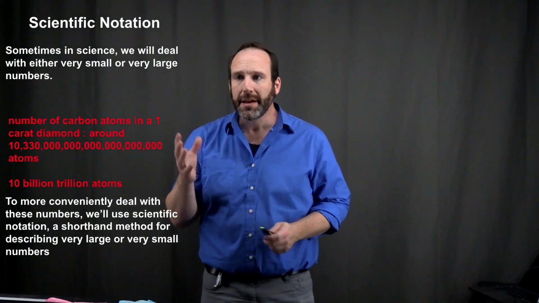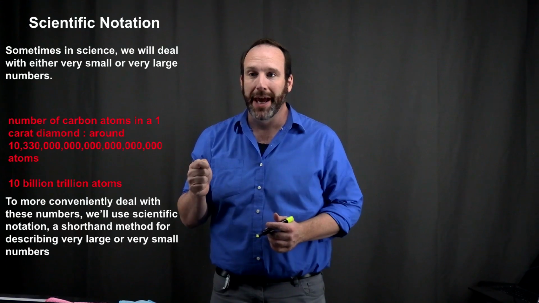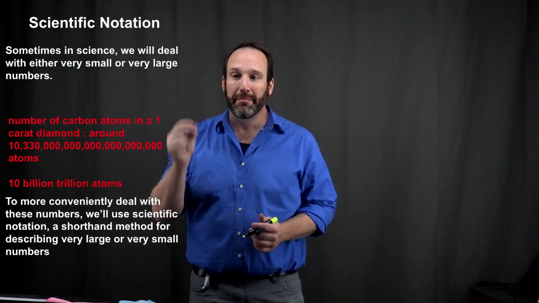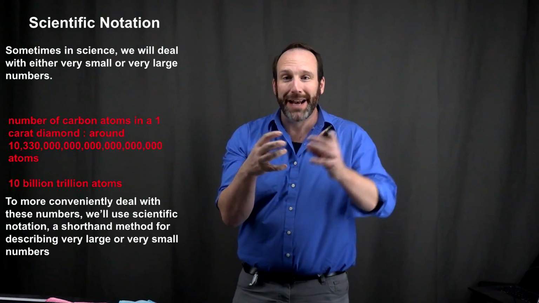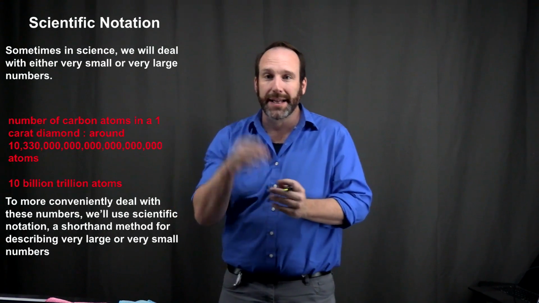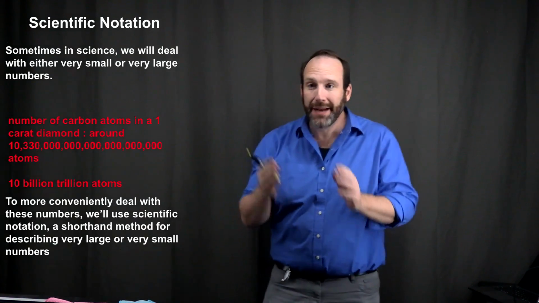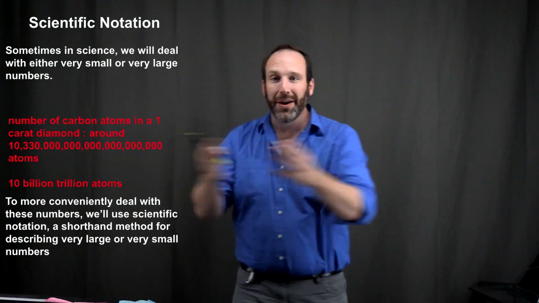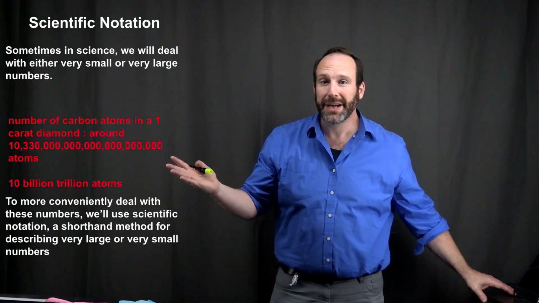The number of carbon atoms in a 1 carat diamond is around 10 billion trillion carbon atoms. So carbon atoms must be really, really small since there are so many of them packed into a 1 carat diamond. So 10 billion trillion, that's 10 and a whole mess of zeros after it, right? That's an example of a really big number.